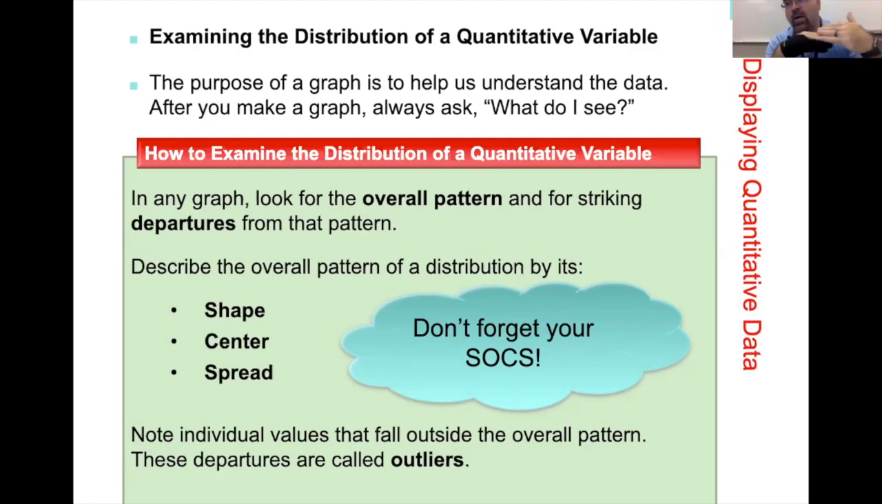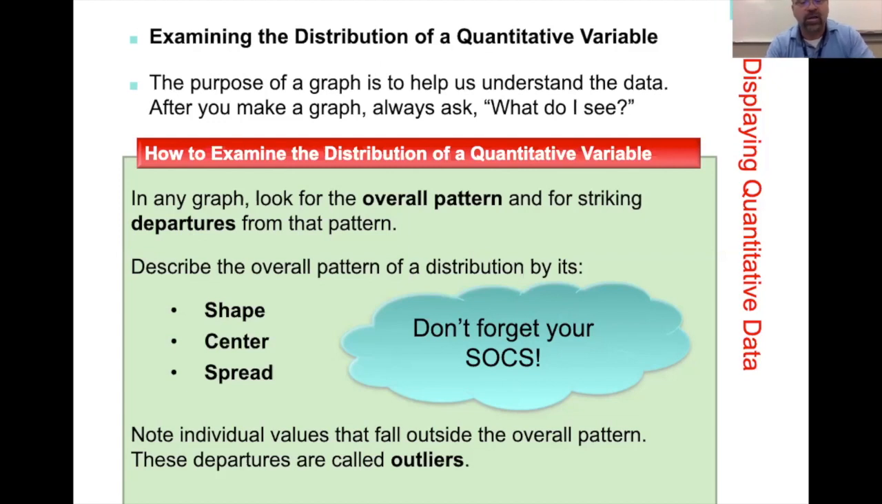And we'll talk more about that later, but that's a key part of your description of your data. And then finally, the spread. How spread out are they? Are they really clustered really closely, or are they way spread out across a large range? That's the spread. For right now, we'll be talking about range a lot for spread. Later on, we'll get a much better measure of spread, something called standard deviation.